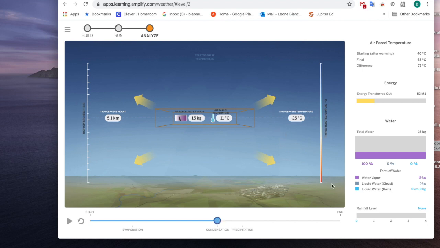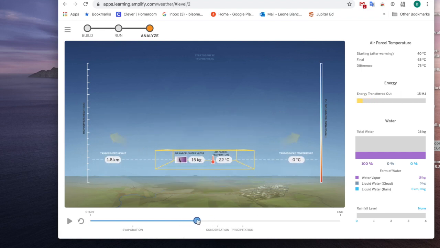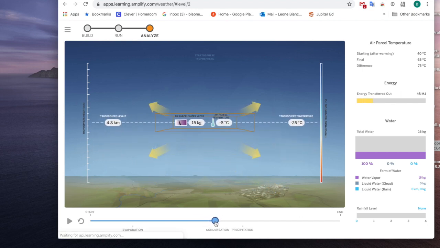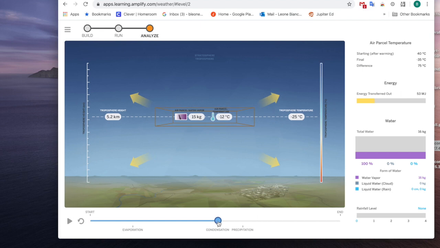Some key notes that I want you to pay attention to are the temperature readings. As you see, again, as we're lower to the surface, it's warmer. And as it goes through the troposphere, the temperature begins to get colder. So here, as it's rising, it starts to get colder. You can see in the temperature area right here, as it gets to condensation, it gets cold.